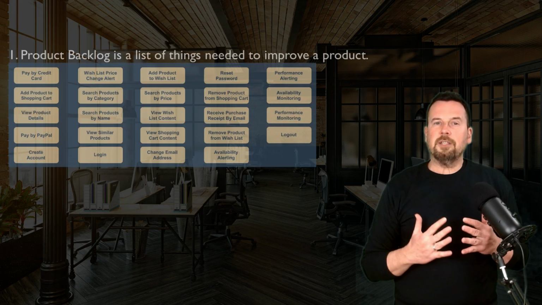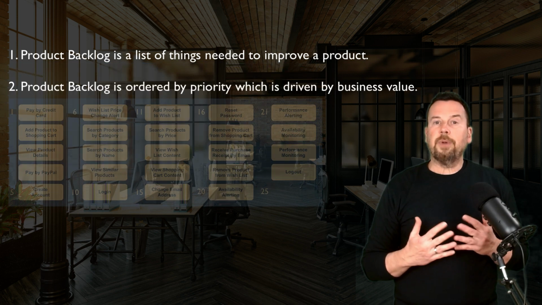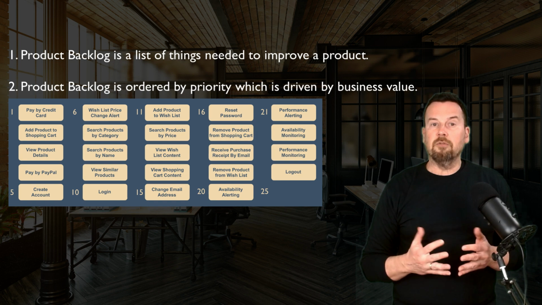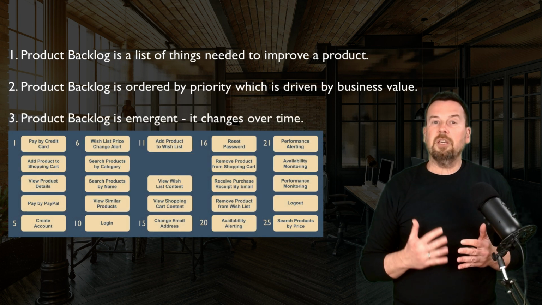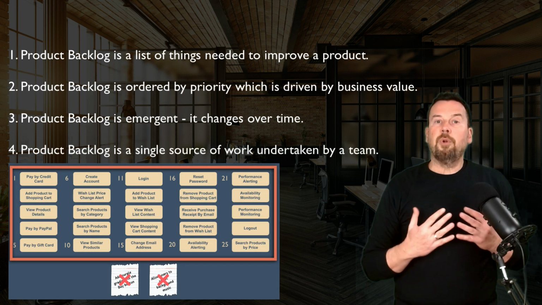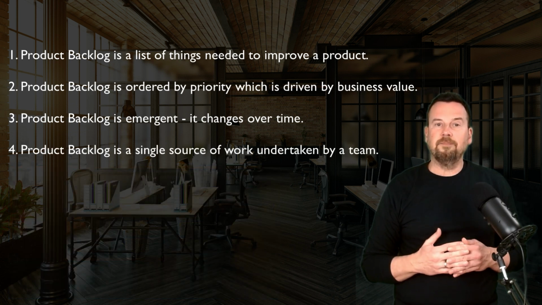Here are the key things to remember and apply when working on the product backlog, regardless if you are a product owner, a team member, or a stakeholder. Product backlog is a list of things needed to improve a product. Product backlog is ordered by priority, which is driven by business value. Product backlog is emergent, it changes over time. Product backlog is a single source of work undertaken by a team.